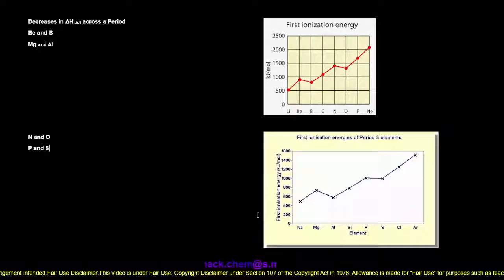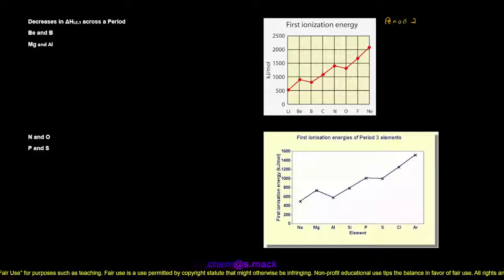The top image shows how first ionization energy changes across period 2, and the second image, the one below, shows how it changes across period 3. We will of course first establish our general trend, and our general trend is across a period first ionization energy increases.